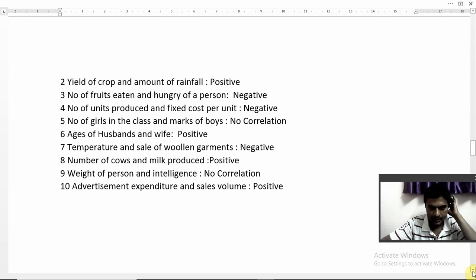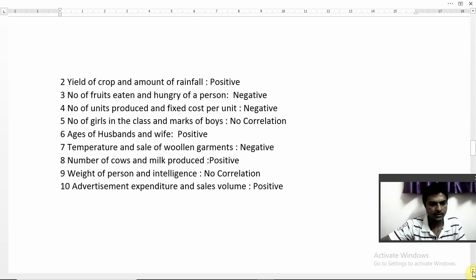Now in the next example, you can see number of units produced and fixed cost per unit. It is also negative, meaning you have used some electricity and units have increased. If the units of electricity at your home increase, the fixed cost will not increase. The cost per unit is fixed, so there is no negative correlation.